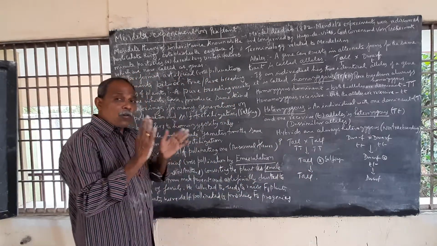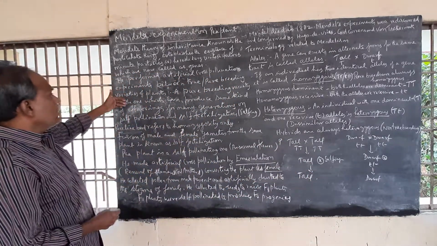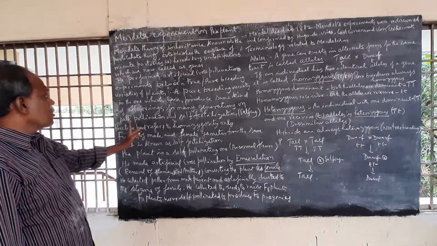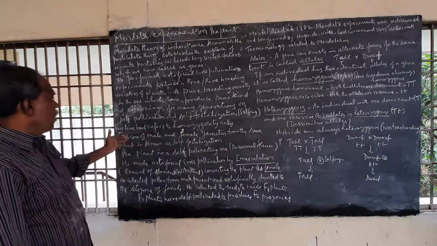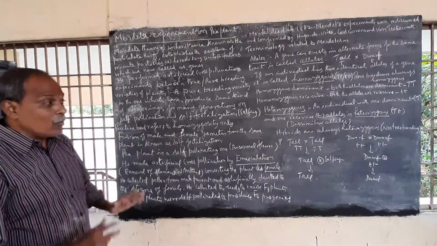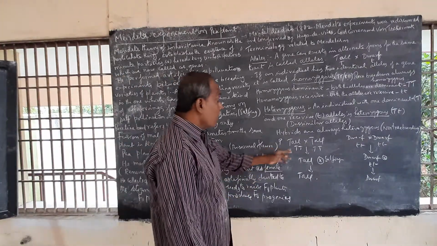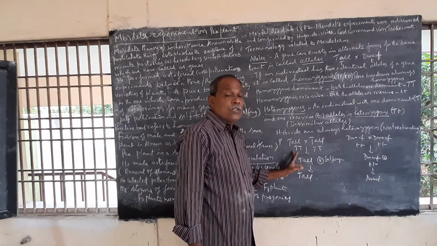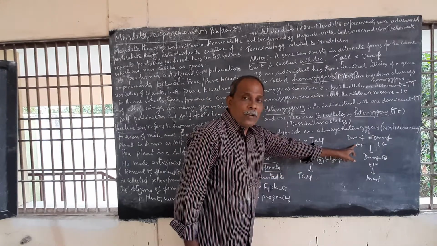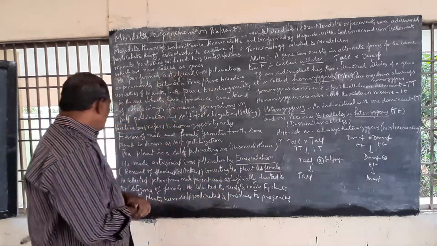So Mendel always selected a pure breeding variety, which can produce the same kind of offspring for many generations on self-pollination and self-fertilization. Pure line breeds refer to homozygosity only. Homozygosity means an individual with a similar kind of genes, similar kind of alleles. So that's what is called homozygosity.